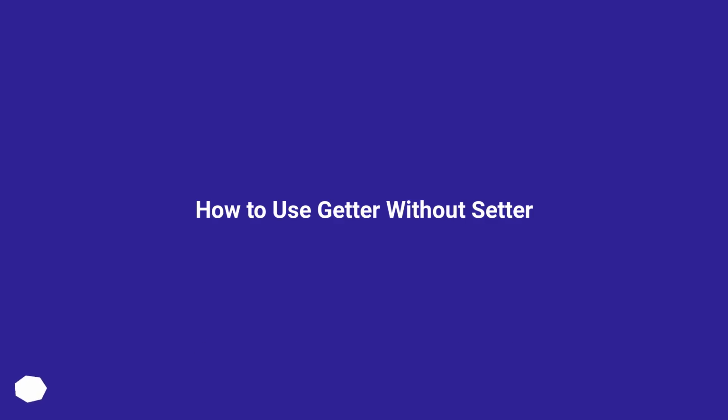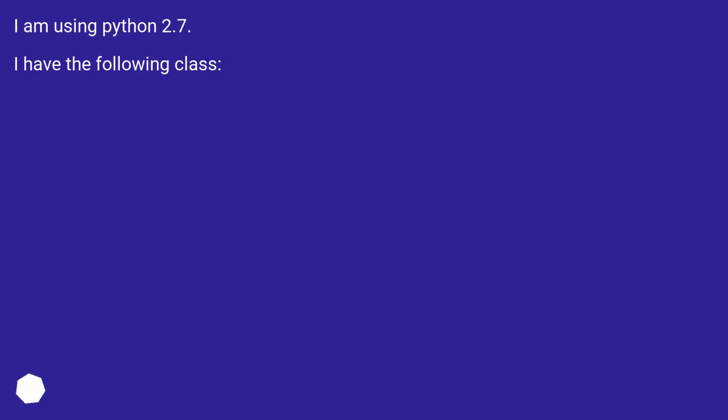How to use getter without setter. I am using Python 2.7. I have the following class.